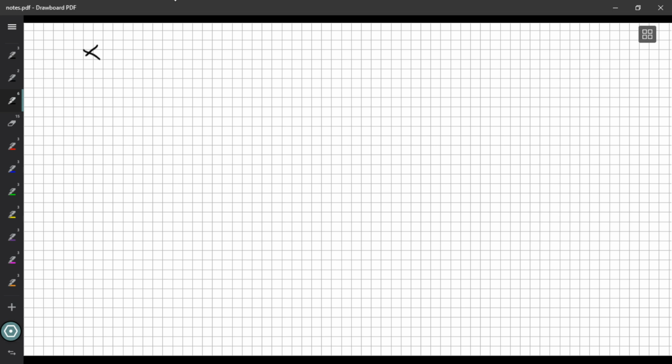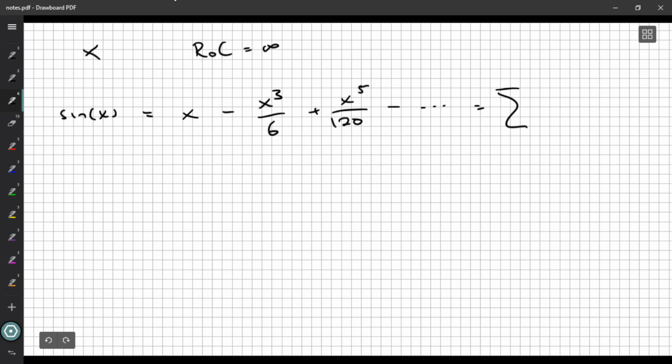And they always converge, so you could say the interval of convergence is all real numbers, or you could say the radius of convergence is infinity. What else have we got? Well, sine x. Sine x has a power series, so it's like x minus x cubed over 3 factorial plus x to the 5 over 5 factorial, and so on. And it's got this nice general form.